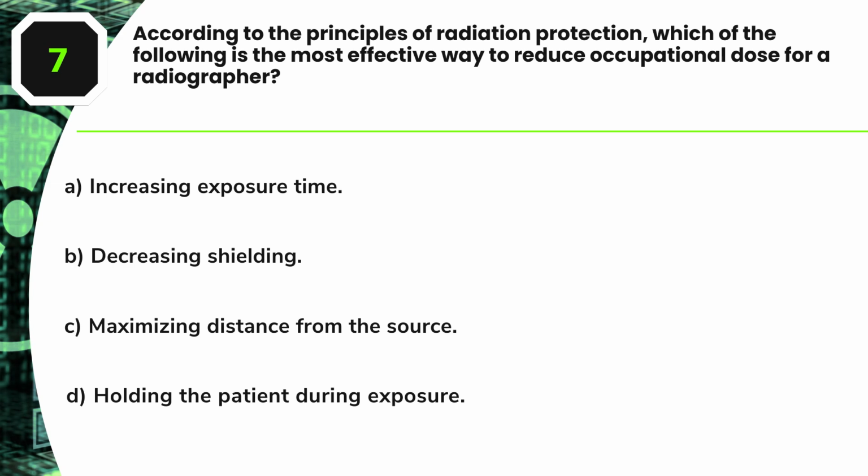Question 7. According to the principles of radiation protection, which of the following is the most effective way to reduce occupational dose for a radiographer? A. Increasing exposure time. B. Decreasing shielding. C. Maximizing distance from the source. D. Holding the patient during exposure.